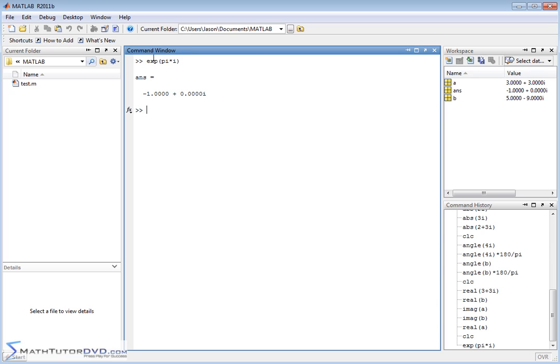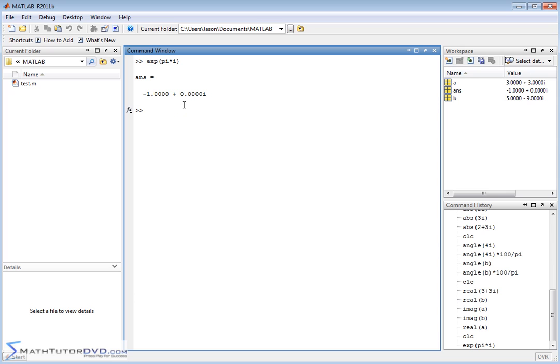And so that comes about because the Euler identity is cosine of the angle plus i times the sine of the angle. The angle here is pi. So cosine of pi is -1. Okay, that's the real part. Plus i times the sine of this angle, and the sine of pi is 0. So that's cosine plus i sine of the angle, and that is the Euler identity.